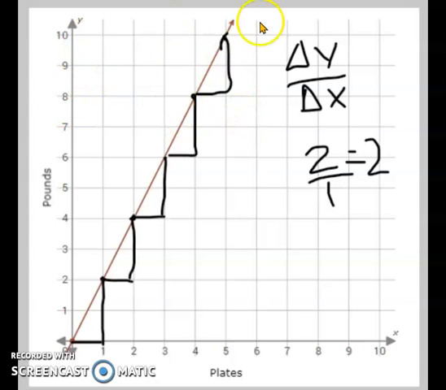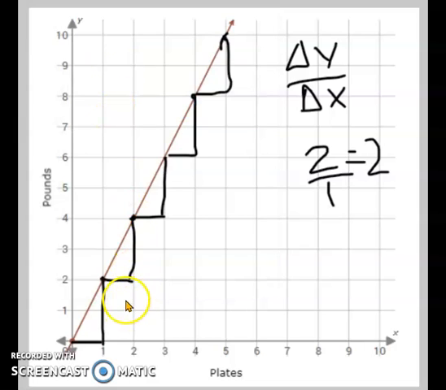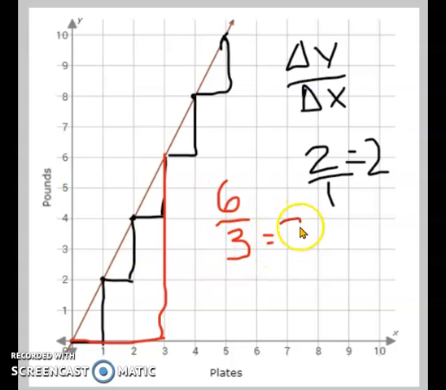But I also want to show you this. If I connect different points, so let's say I'm going to use this point 0, 0 down here, and I'm going to connect it up here. Now I want us to pay attention to this triangle. This triangle is 1, 2, 3, 4, 5, 6, and it's 1, 2, 3. Remember, slope is rise over run. 6 divided by 3 also equals 2.